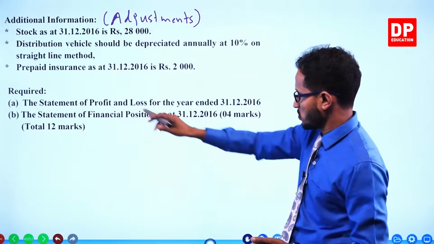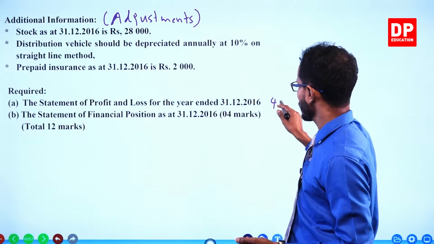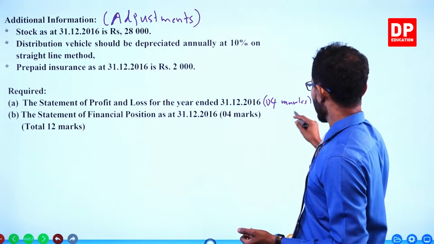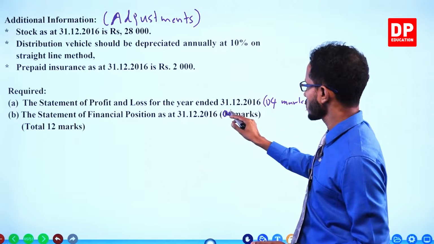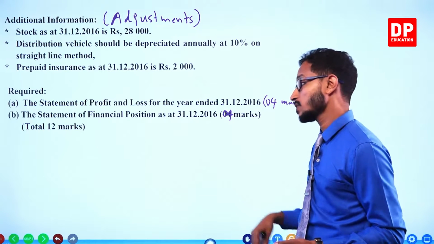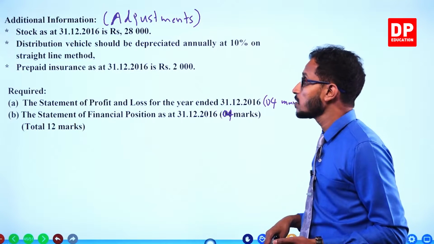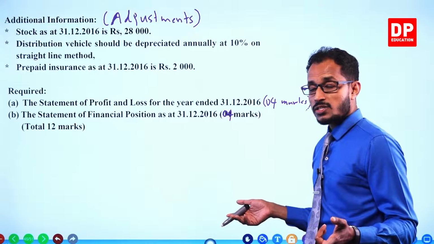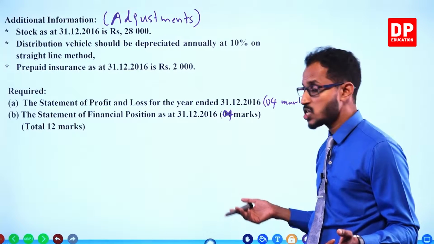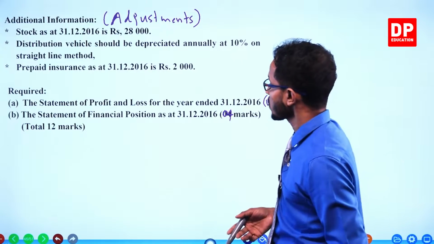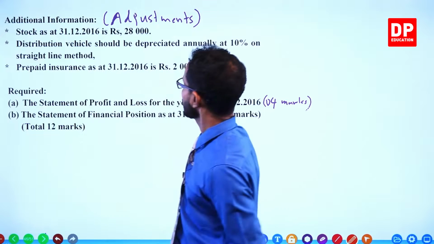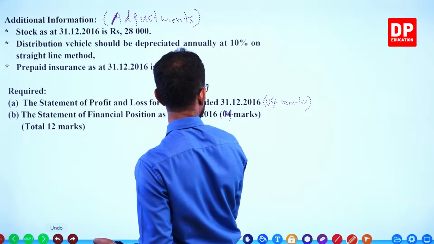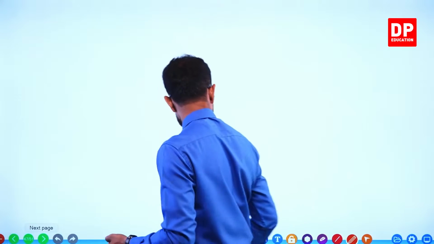For these two, 4 marks and 4 marks. 8. You're going to get 8 marks for preparing the profit or loss and SOFP. Get to it. Let's get to work. Beautiful. All right.